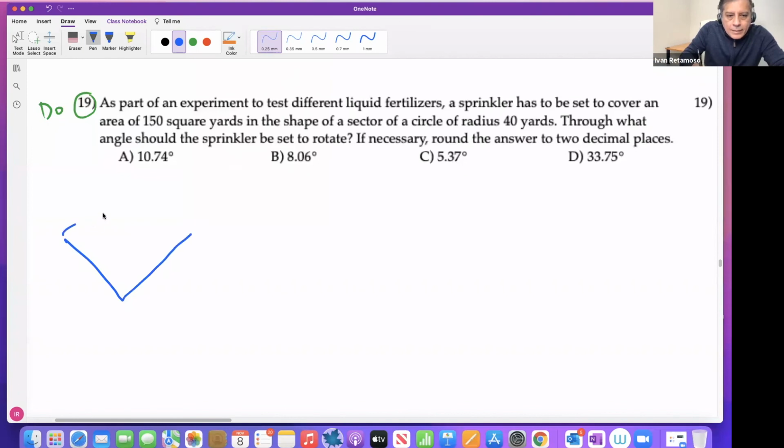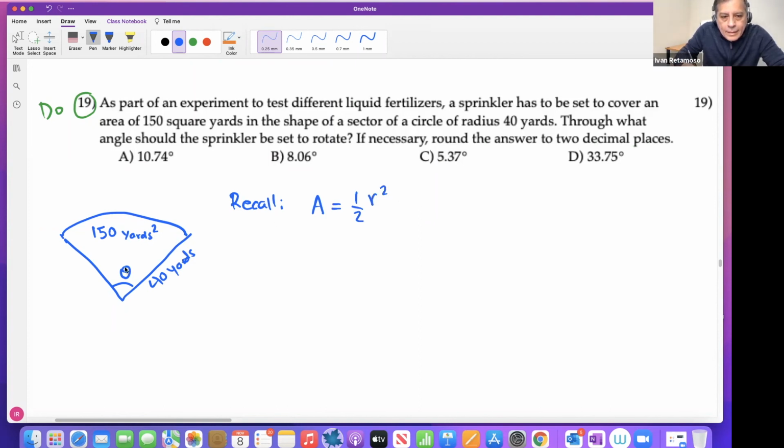Let's say this is the sprinkler. This is the area it covers, the angle theta that we don't know. But we know that the area is 150 square yards, right? This is the area. And we know that the radius is 40 yards. We don't know the angle. But recall, there is a formula that relates the area of this circular sector with the radius and the angle in radians, right? This is the formula.